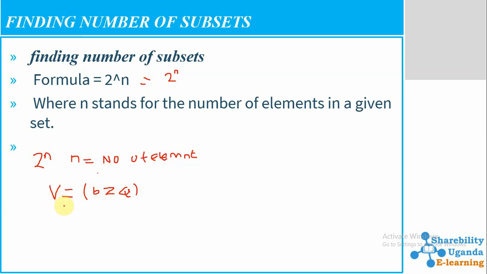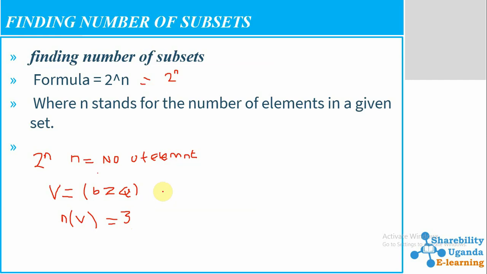So the concept is, how do we find the number of elements in our set V? For us to find the number of elements, we say n of V, where n stands for the number, shall be equal to the number of elements in the set. When you are given a set like this, we just need to count them: 1, 2, 3. That means the number of elements here is 3.